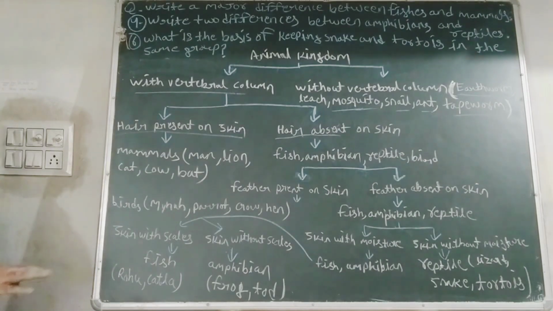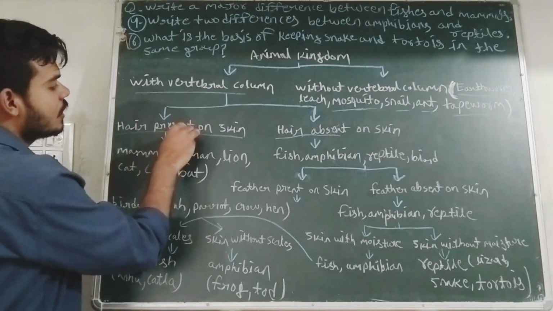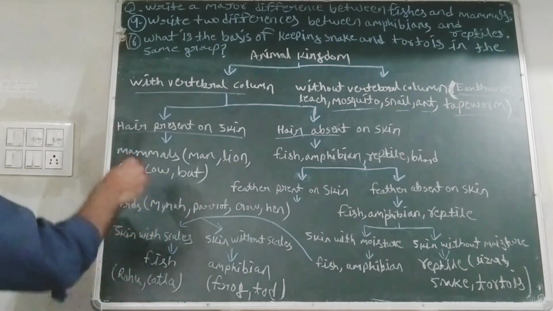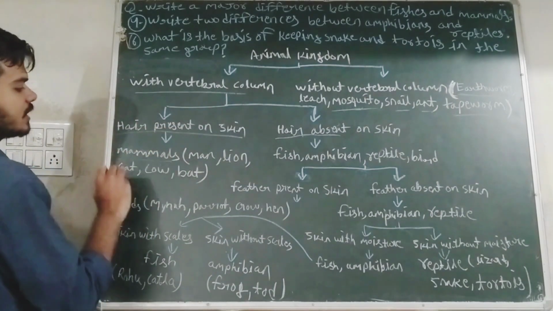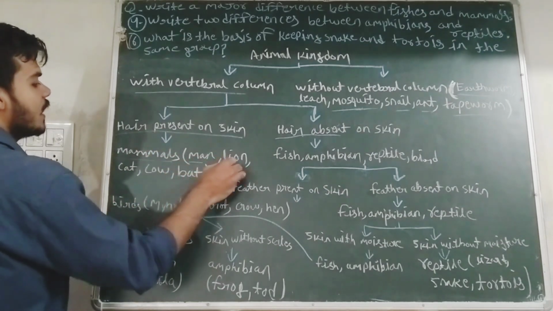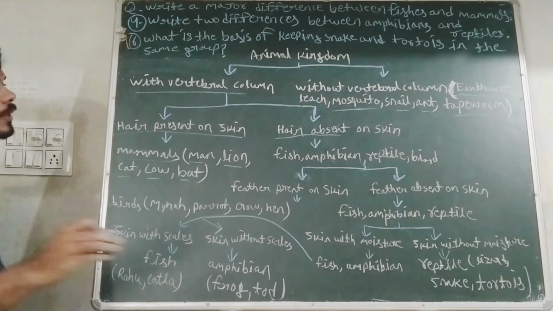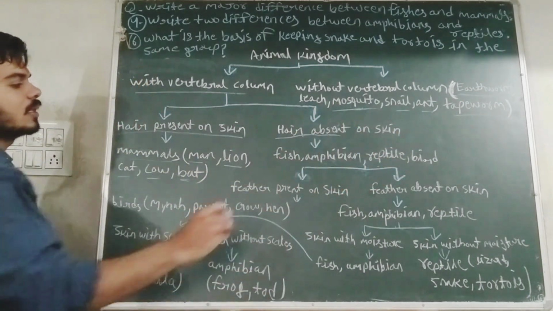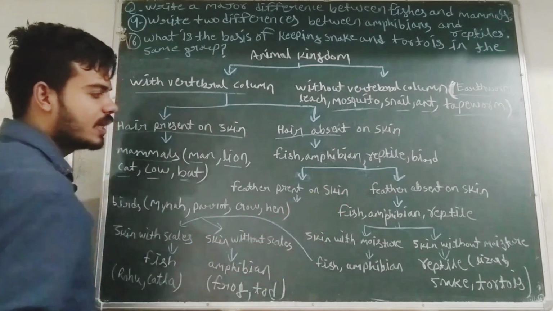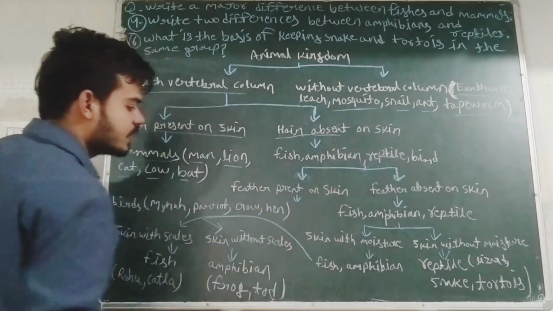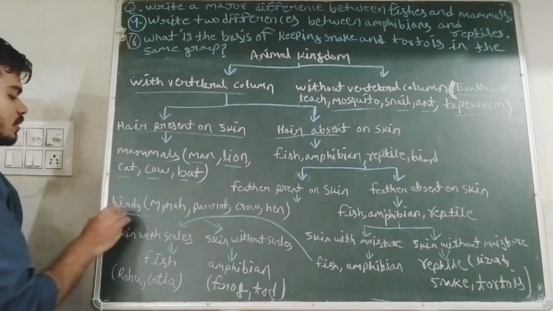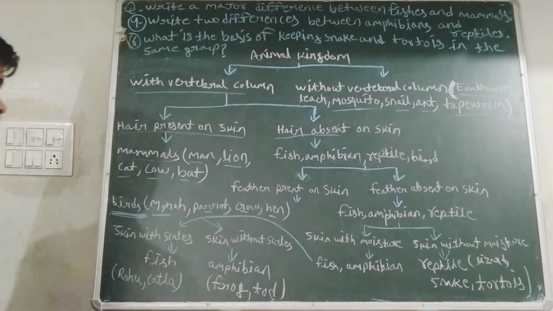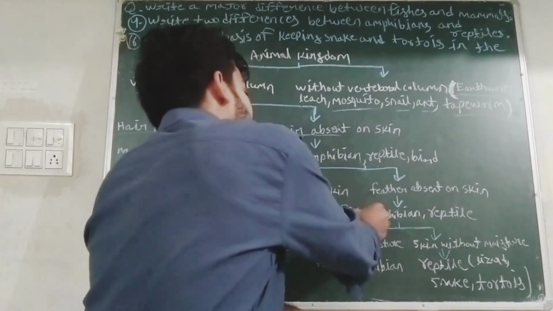The organisms which have hair on their skin and which don't have hair on their skin. Hair present on skin are called mammals. Examples of mammals: man, lion, cat, cow, and bat. And hair absent on skin are fish, amphibian, reptile, and bird. These are divided into two parts: feather present on skin and feather absent on skin. Feather present on skin is birds. You know about birds, for example myna, parrot, crow, hen. And feather absent on skin: fish, amphibian, reptile.